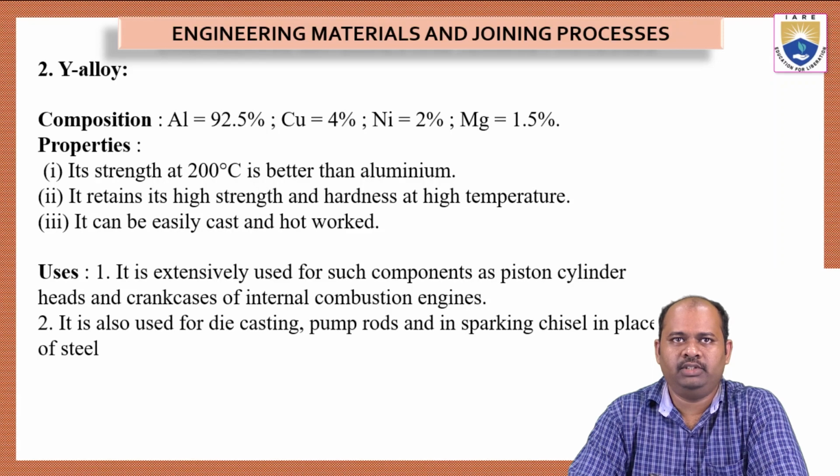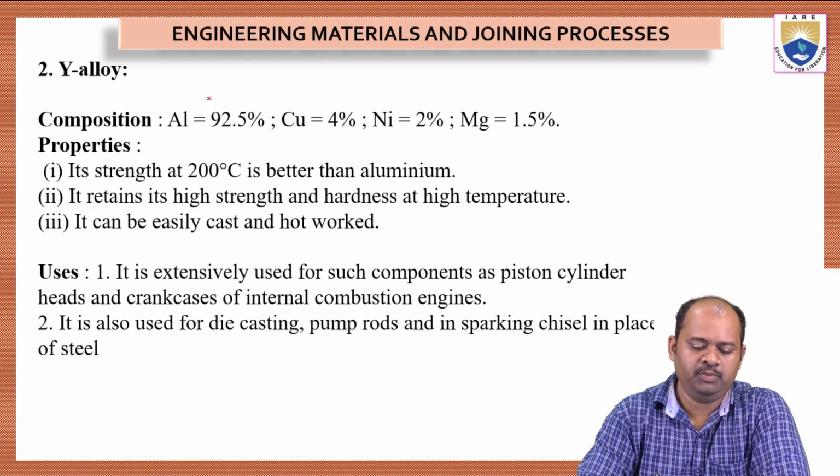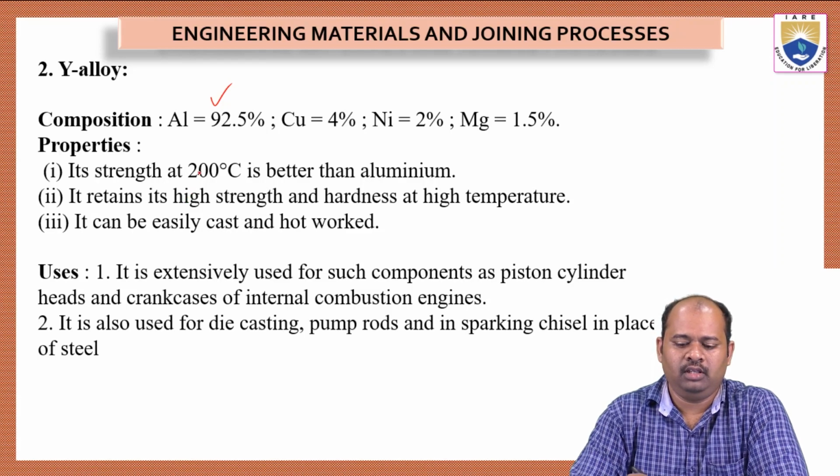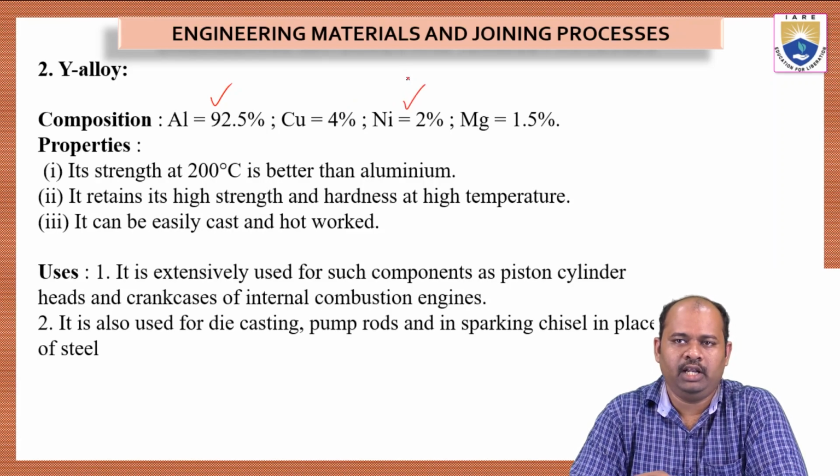And then we have the second type of alloy for aluminum. This is called Y alloy, where the composition goes like this. Aluminum is about 92.5% and copper is about 4%. Along with copper, we have nickel. Nickel is about 2% and magnesium is about 1.4%, added to this aluminum for getting some more important properties. See here, the important property of Y alloy is that its strength at 200 degrees is better than aluminum.